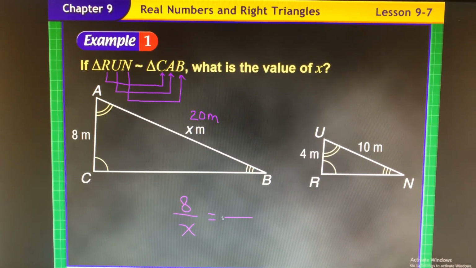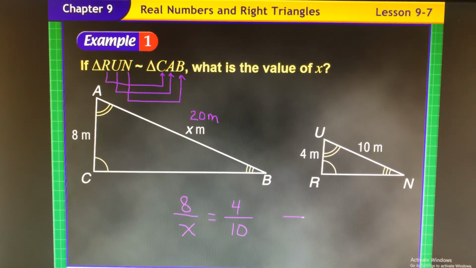Now, when I go over to this one, I need to match it with the corresponding sides. So I went short side, long side, so I need to go short side, long side. And if you switch it, you're not going to get the correct answer. If you remember how to solve a proportion, you know that you need to cross multiply. 8 times 10, 80, divided by 4 is 20, if you remember how to do that correctly.